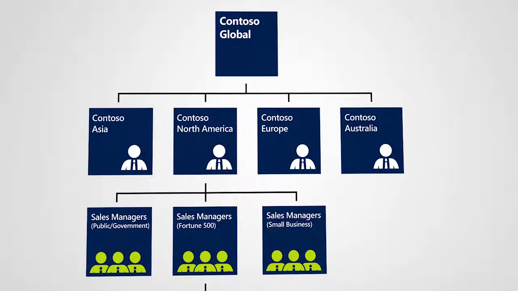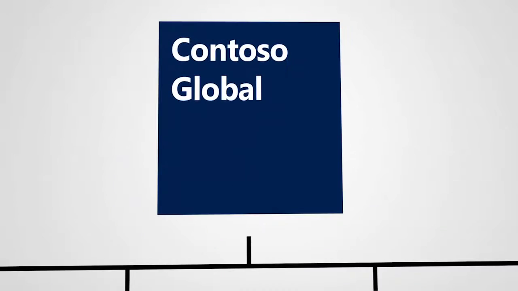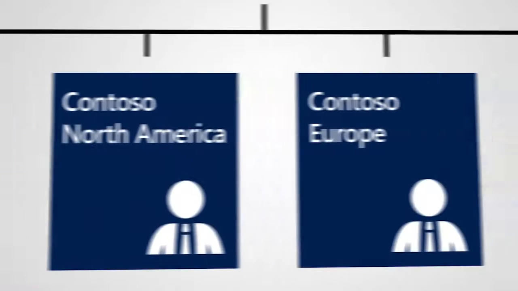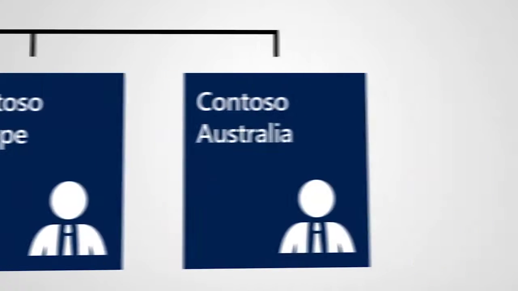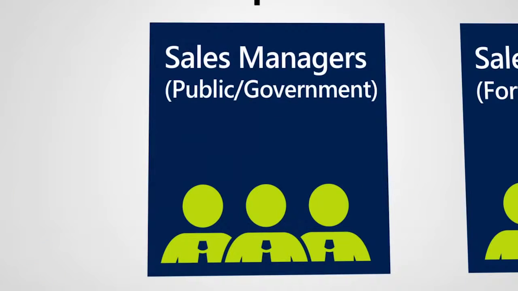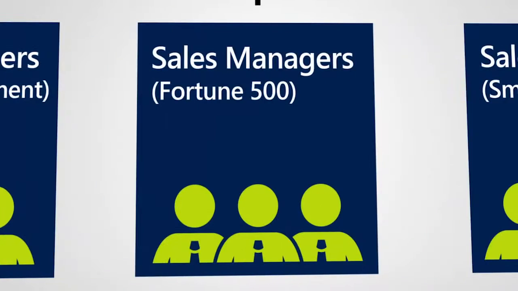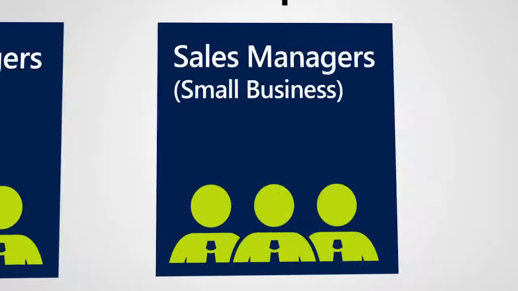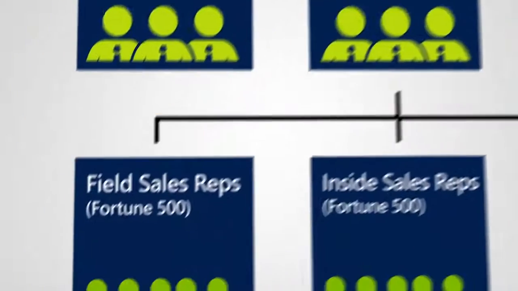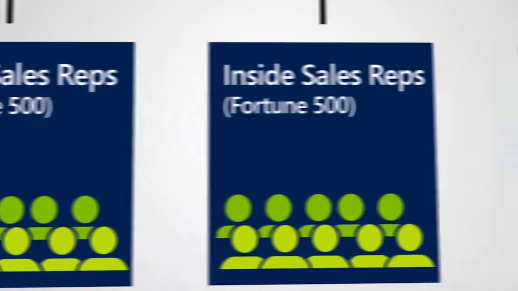Assume the following organization structure for Contoso. At the top is Contoso, the root business unit, and directly below that, we have created 4 individual business units for each of the separate geographic locations. Within each geo, you may have 1 or more sales managers for each of the customer types: public sector, Fortune 500, and maybe small to mid-sized businesses. For different customer types, there may be 1 or more sales representatives.